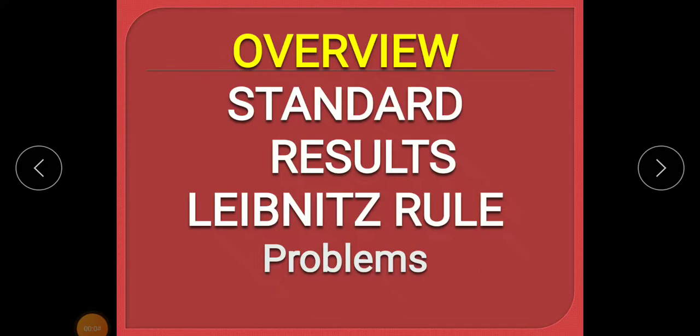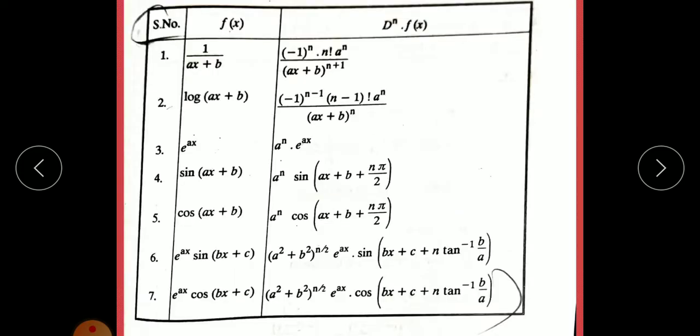So today we are going to see some standard results and Leibniz rule and also their problems. Some standard results, which we are going to use in the further problems. So f of x and differentiation of f of x I have given here. f of x is a function I have given, and the answer, that is the differentiation of f of x, I have given. So 1 by ax plus b can be written as minus 1 the whole power n into n factorial a power n divided by ax plus b the whole power n plus 1.